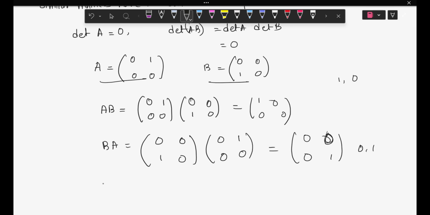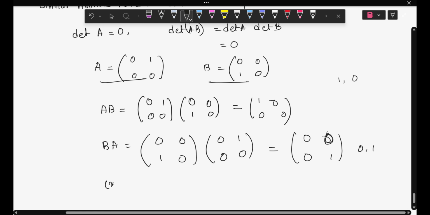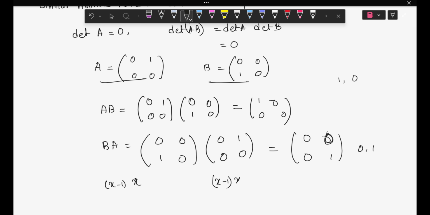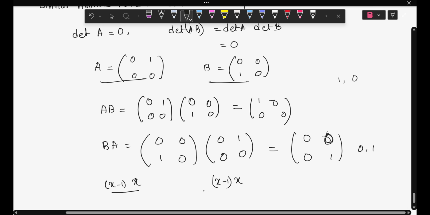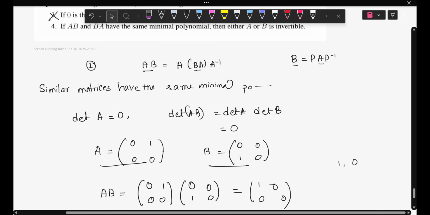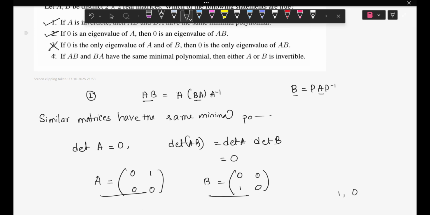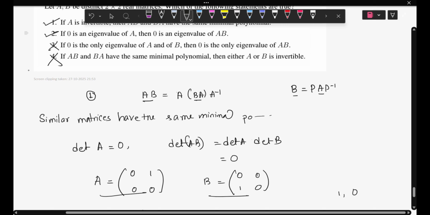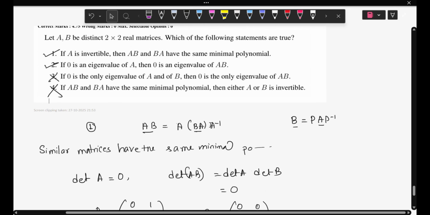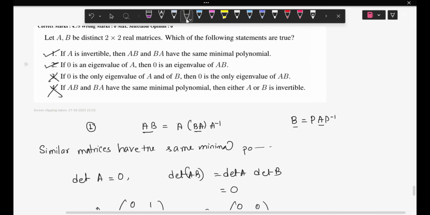So therefore the characteristic polynomial of AB is (x minus 1) times x, as well as the characteristic polynomial of BA is (x minus 1) times x. As they are distinct linear factors, this is also their minimal polynomial. So AB and BA have the same minimal polynomial, although neither A nor B is invertible. So option 4 is also wrong. So therefore our correct options are option 1 and option 2.